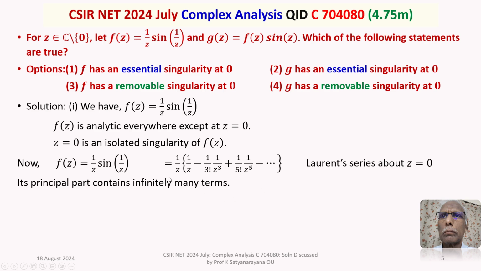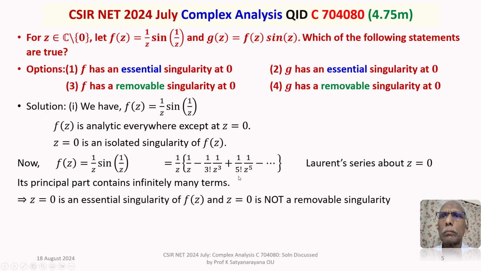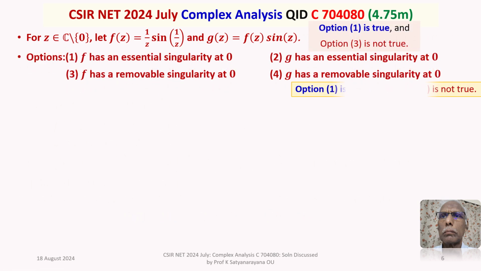And when it contains infinitely many terms, z is equal to 0 is an essential singularity. And once z is equal to 0 is an essential singularity, an isolated singularity, it cannot be a removable singularity. So, thus option 1 is true and option 3 is not true. Let's move to the next slide for the discussion of g of z. We have already seen option 1 is true and option 3 is not true.